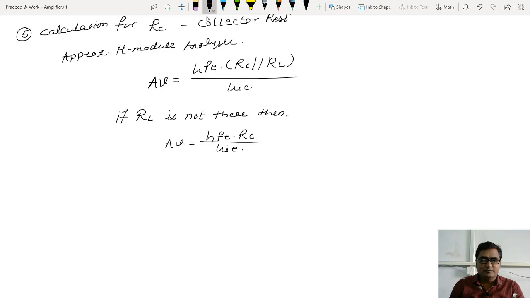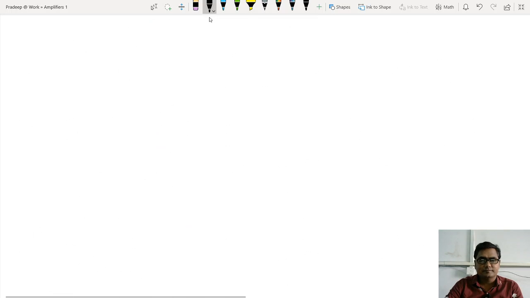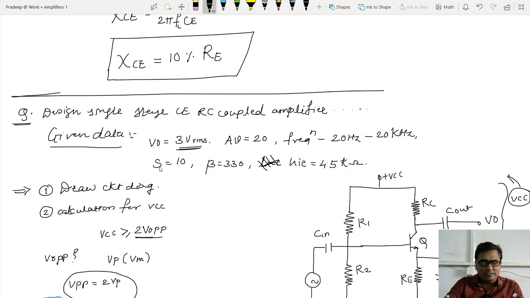Now see, the voltage gain is given. Look at the data. Where is the voltage gain? See, this AV is given, beta, that is nothing but your hfe, is given, and hie is given.